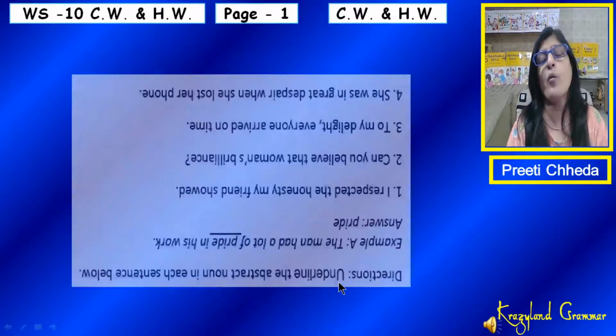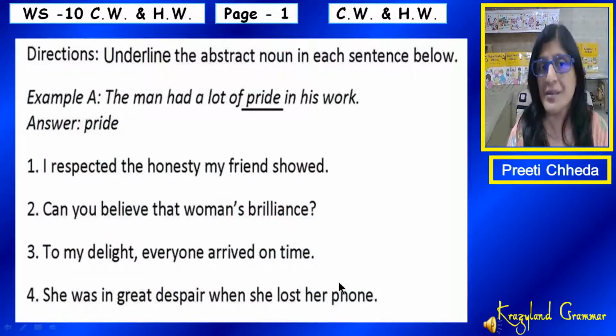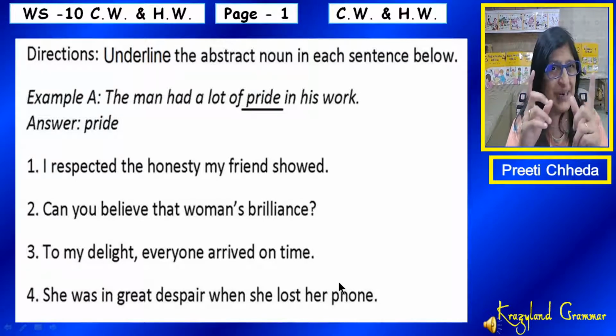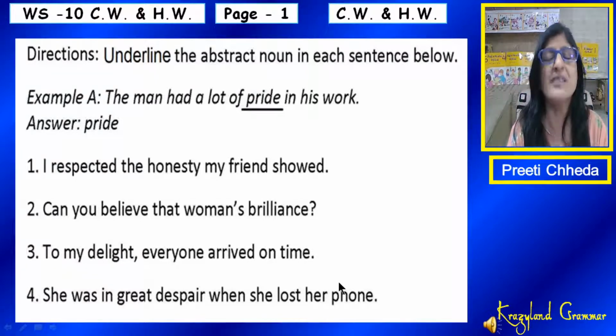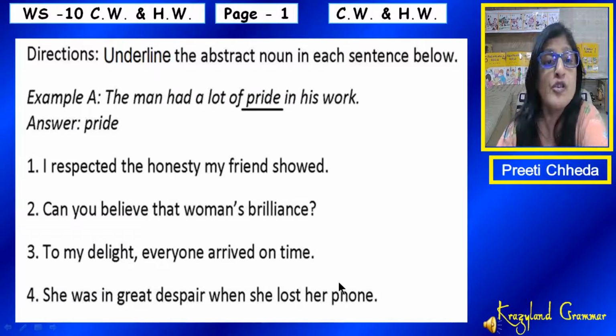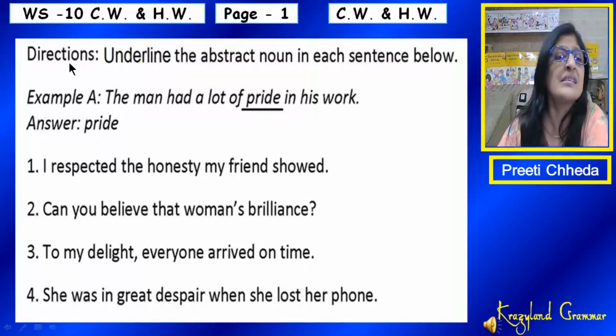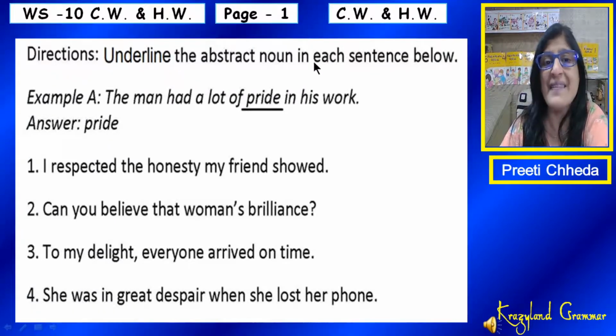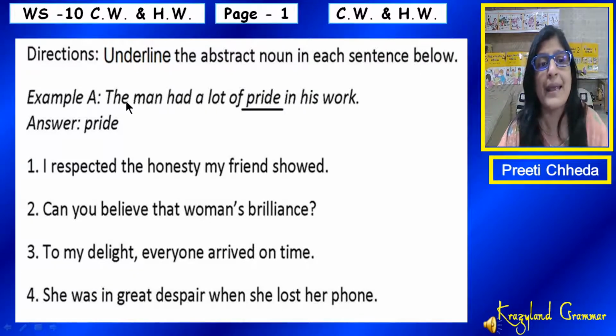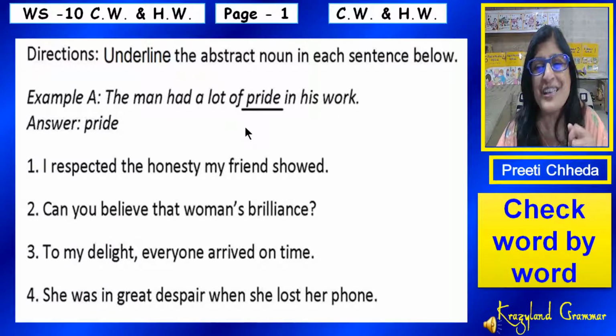Now page number 1. Again, this second page has little, small handwriting. We are talking about page number 1. So what is the direction? The directions are: underline the abstract noun in each sentence below. Example A. The man had a lot of pride in his work. And how do we check? Word by word. And pride, you have underlined, that is the answer.